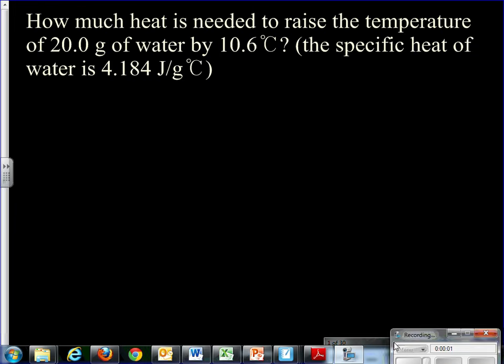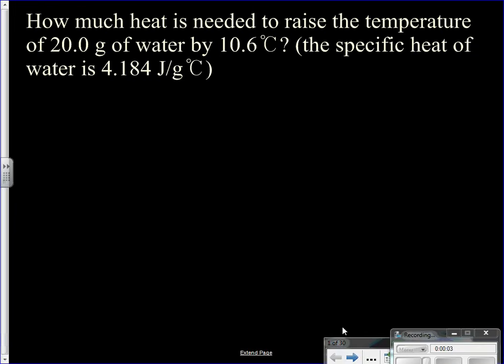We're going to take a look at a couple of calculations that involve heat. In neither of these calculations will we be dealing with any kind of chemical change, nor will we have any kind of phase change involved. There's just heat being transferred from one material to another, and we're asked to calculate some information.